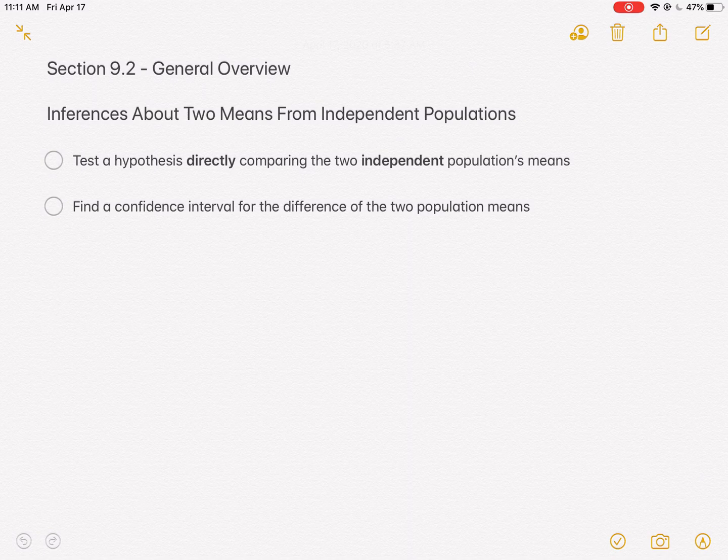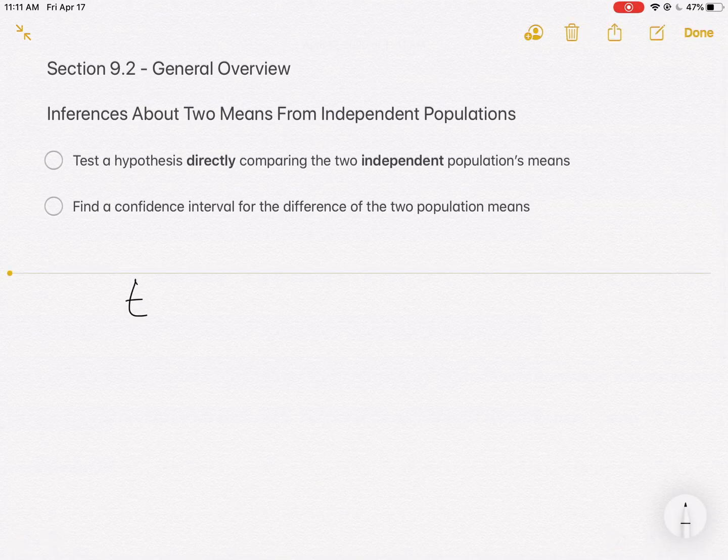exact same thing. You're going to test a hypothesis that directly compares two independent population means. And you're going to find confidence intervals for the difference of those two population means, much the same way and for the same reasons you did in 9.1. And so just to introduce you to the formulas, well, you should know already from your 7 experience and your 8 experience that if you're dealing with means, you're going to be dealing with a t-score.